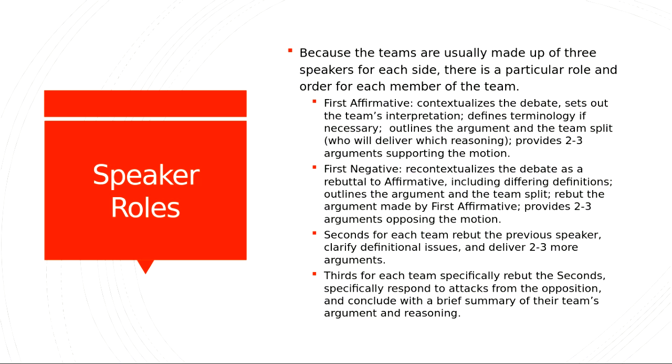Then passes to the first negative. First negative recontextualizes the debate as a rebuttal to the affirmative, including differing definitions. So if there's dispute over what the definitions of terminology is, they will be brought up at this point. It outlines the argument and the team split for the negative side. It will attempt to rebut the argument made by the first affirmative, and then provide two to three arguments of their own that oppose the motion. Now, the seconds for each team are going to rebut the previous speaker and clarify definitional issues, and they're also going to deliver two to three more arguments.